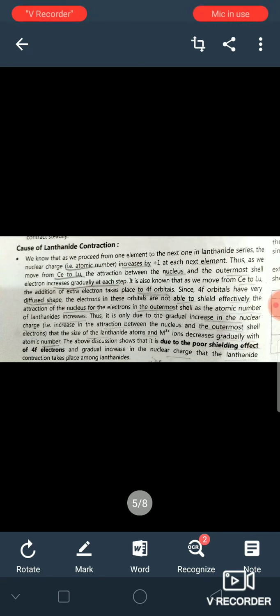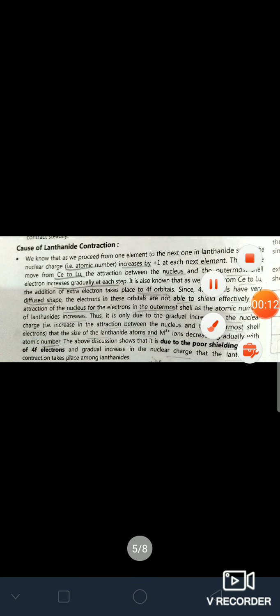Now we learn about causes of lanthanide contraction. We know that lanthanide series, then lanthanide contraction causes are given. We know that as we proceed from one element to the next one in lanthanide series, the nuclear charge, means atomic number, increases by +1 at each next element.